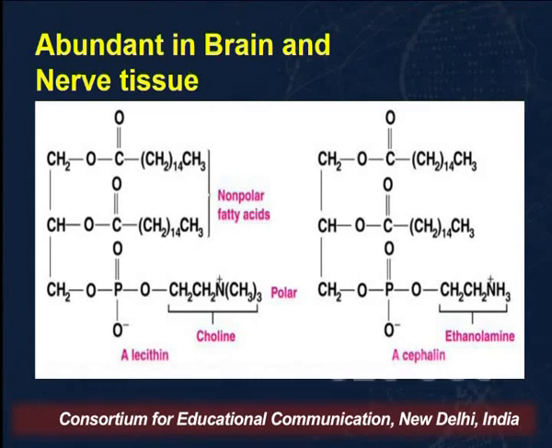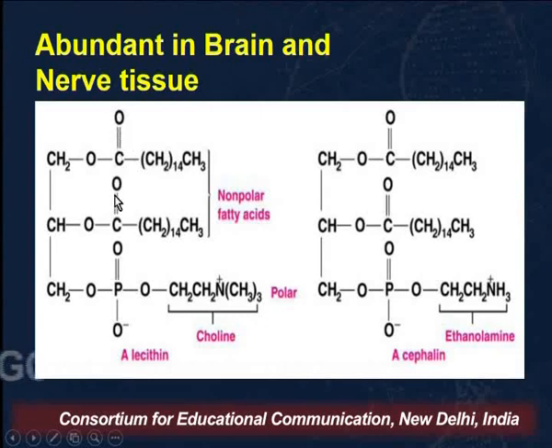But what is the difference between the two? We can differentiate between the two only on the basis of the nitrogenous bases present in them. In lecithin, the nitrogenous base is choline. Whereas in cephalin, the nitrogenous base may be ethanolamine or serine. And if you compare the two structures, the other parts are similar.